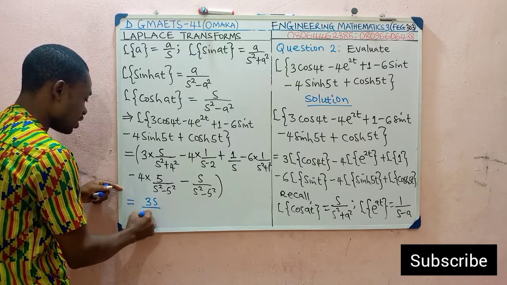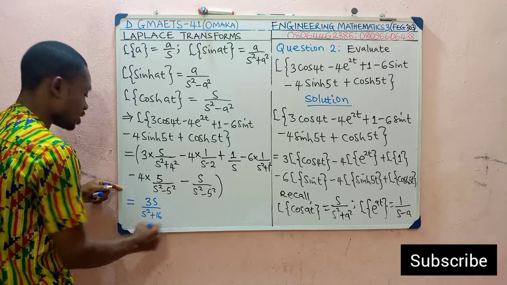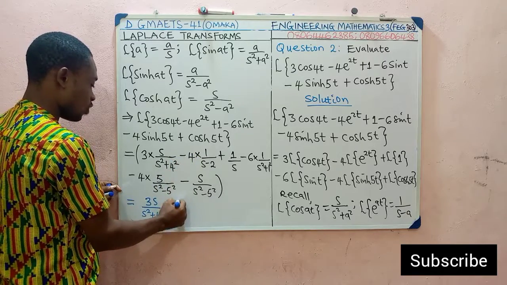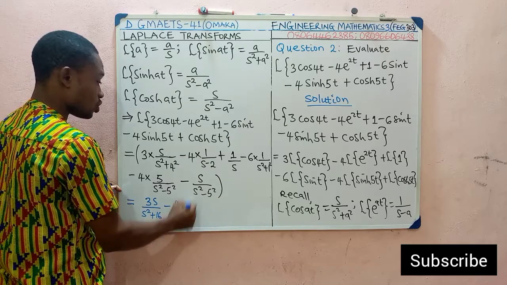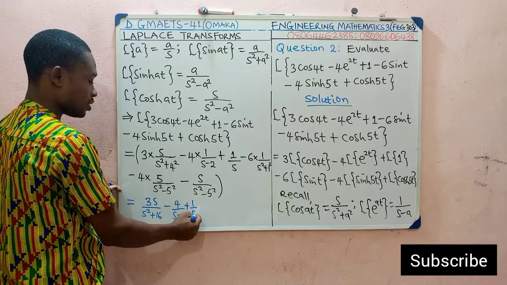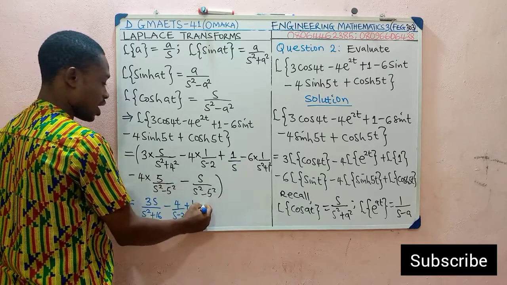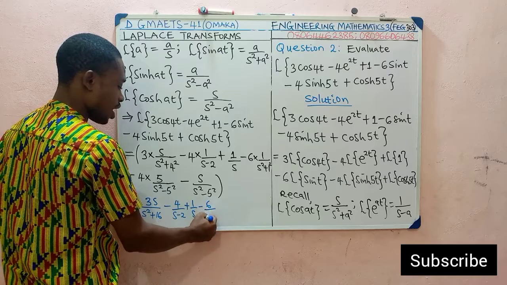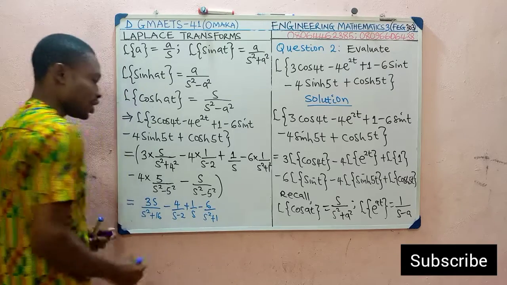3s all over s squared plus 4 squared is 16. Then minus 4 times 1 will give us 4 all over s minus 2. Come in here, plus 1 over s. We come to this, it is minus 6. 6 times 1 is 6 all over s squared plus 1.